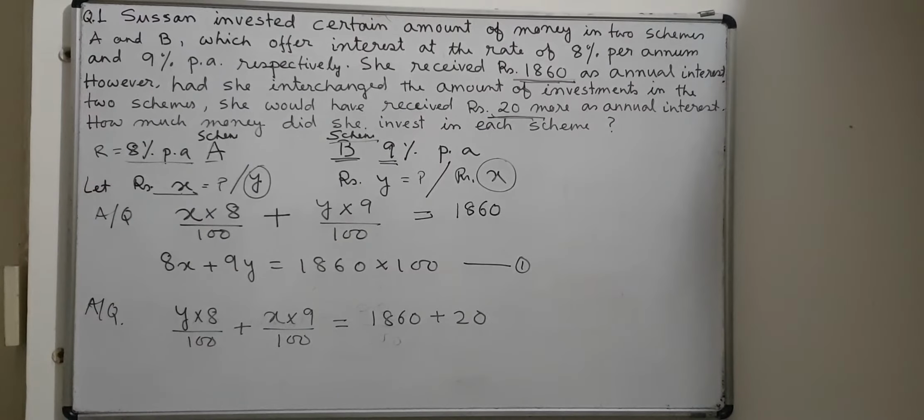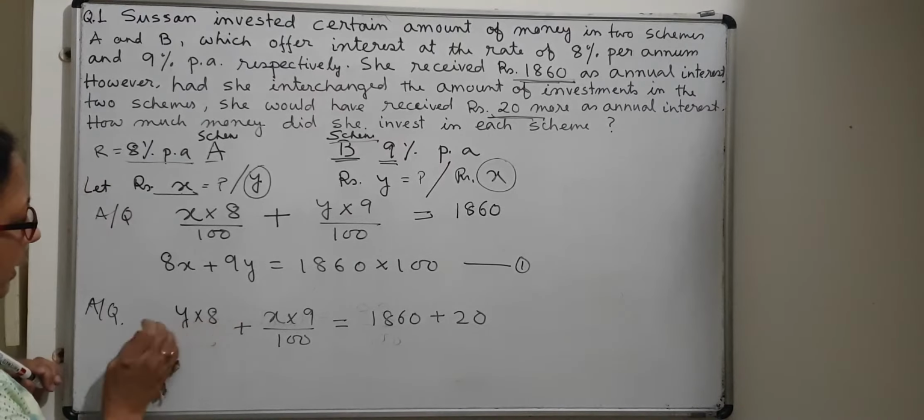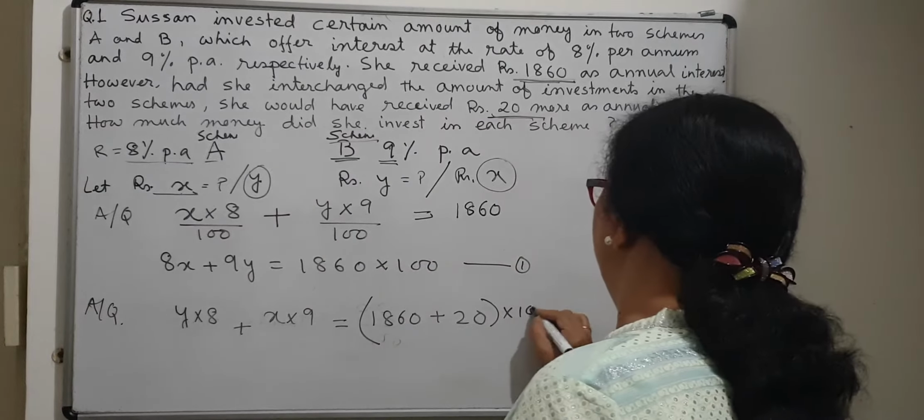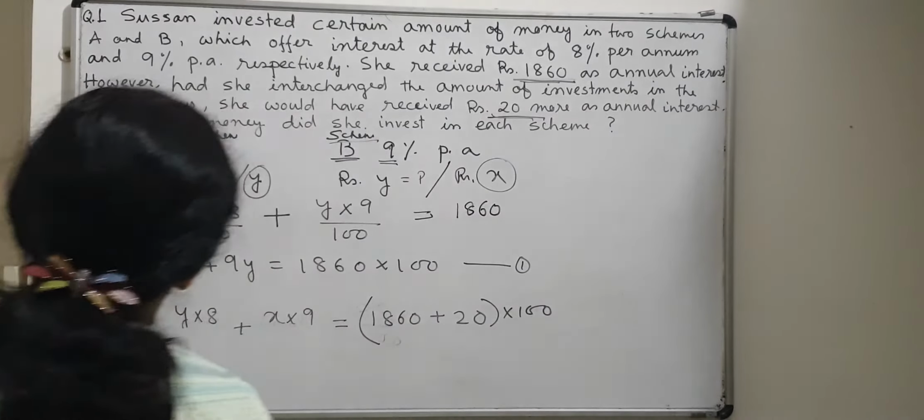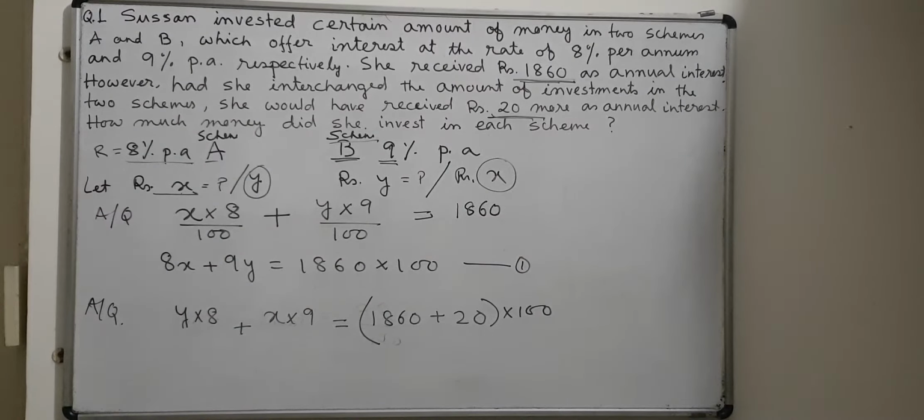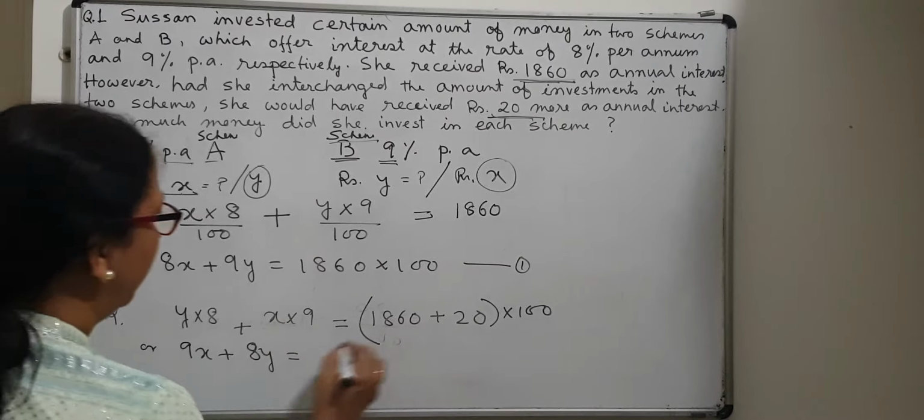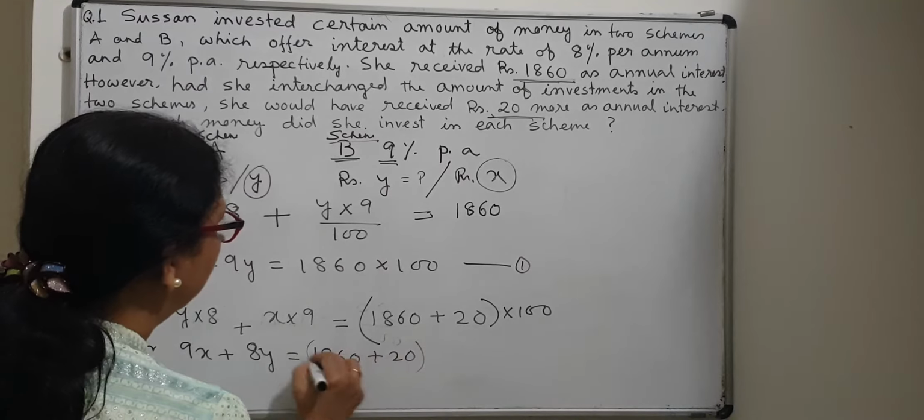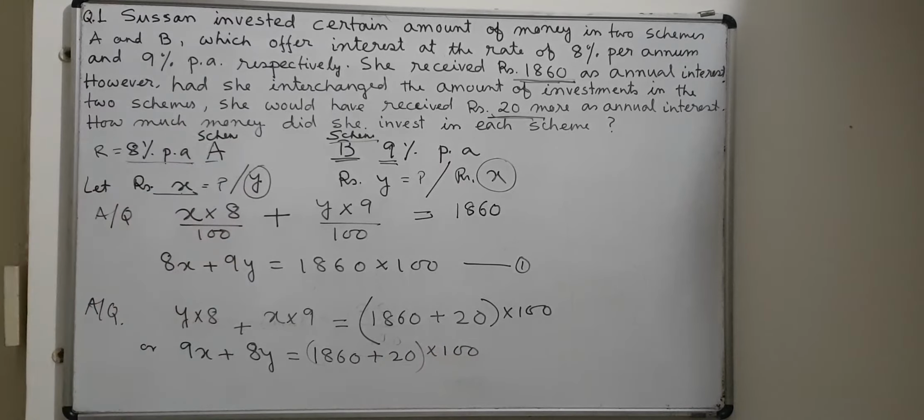Then by cross multiplying, you simplify, take the 100 LCM to the other side, and it will become 8y plus 9x is equal to this whole thing into 100. Or I can write it in the proper form now: 9x plus 8y is equal to 1860 plus 20 into 100. That is the second equation in the proper form.